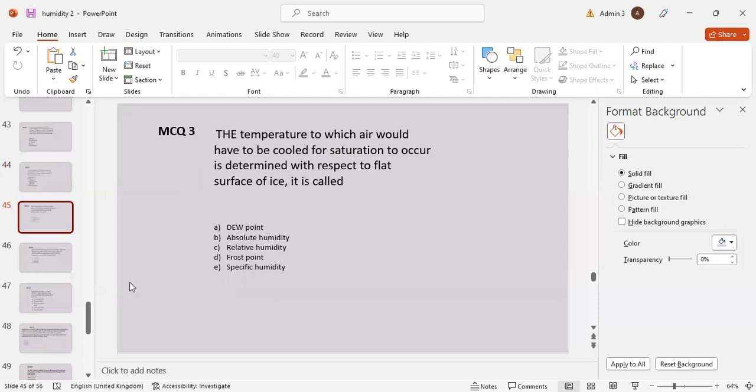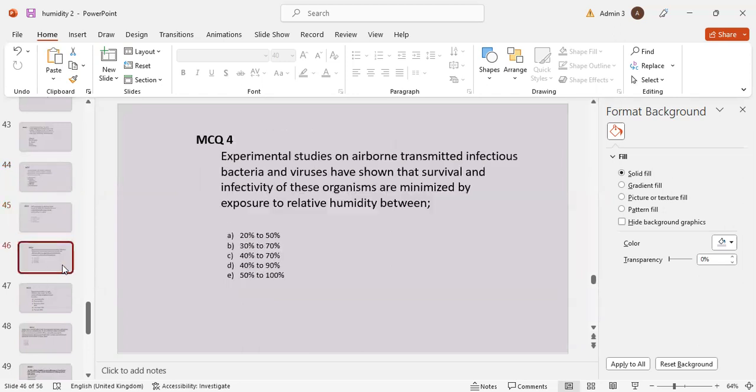B, absolute humidity. No, it's frost point, as I told in my presentation.